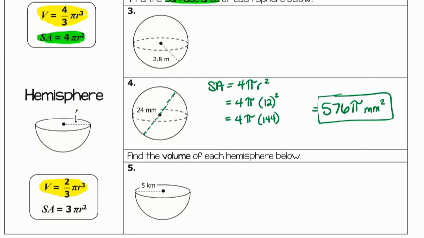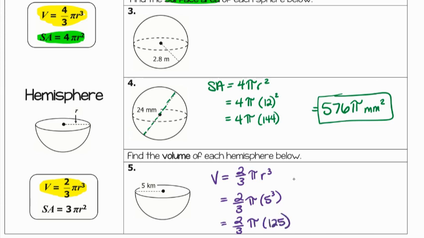Okay, so let's do this first one here. If I want the volume of this hemisphere, I'm going to do 2/3 pi r cubed. My radius is 5 in this case, so 2/3 pi 5 cubed, which is 2/3 pi times 125. Again, I can't divide by 3 there, so my volume is going to be 250 pi over 3. And we had kilometers cubed this time.